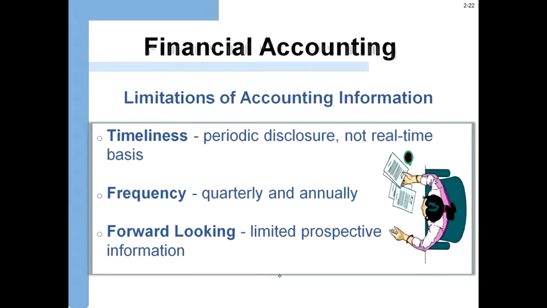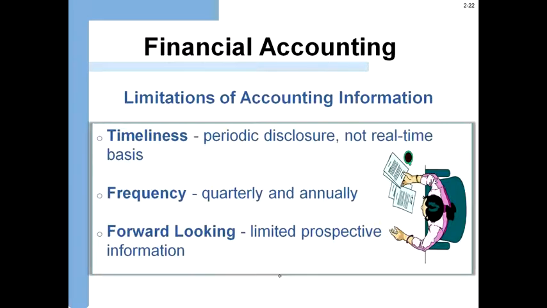So now let's go to the limitations of accounting information. So ada 3 types of limitation of accounting information. First, timeliness, frequency and forward looking. Since kita menggunakan historical data, so it's not reflect the real time basis lah. That's why timeliness is the limitations of accounting information, because it's based on past data, right? And then another limitation is the frequency.